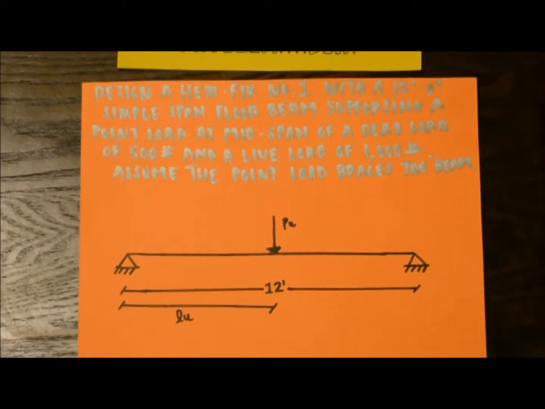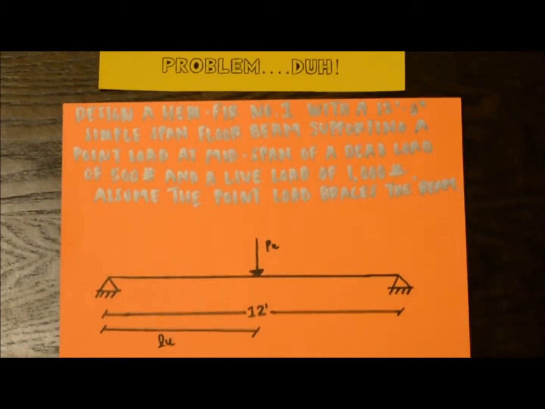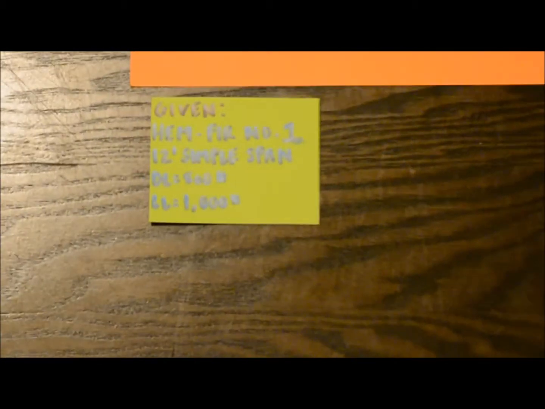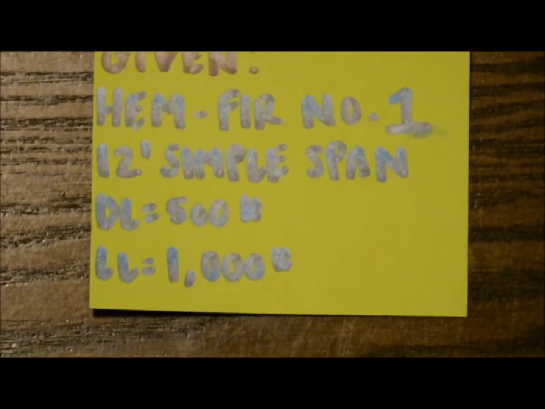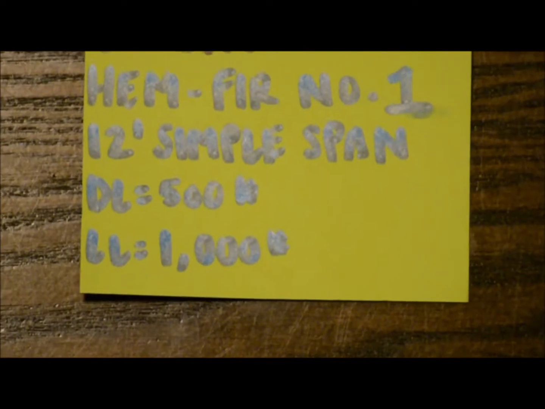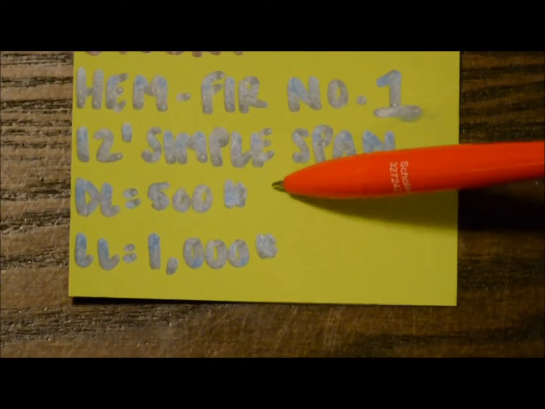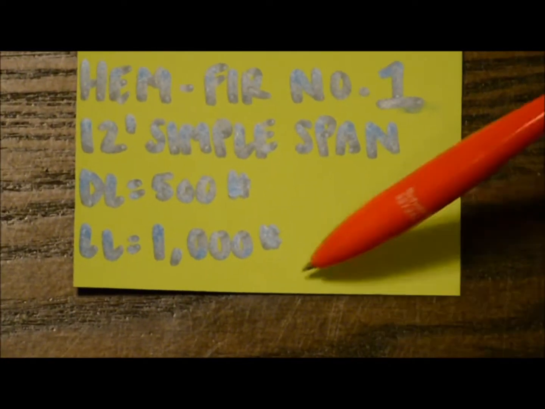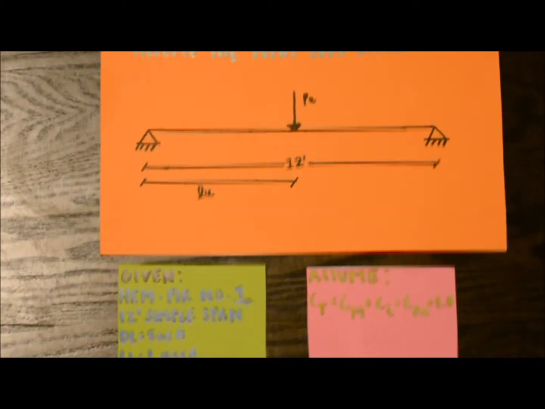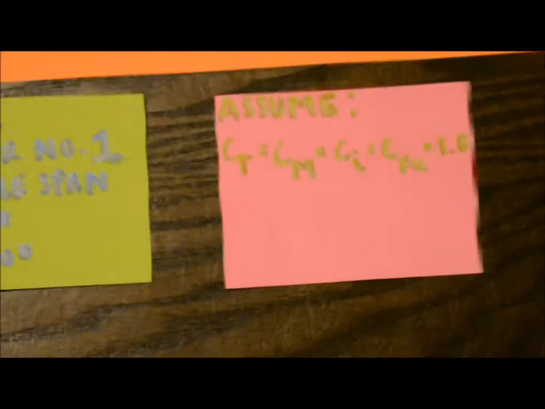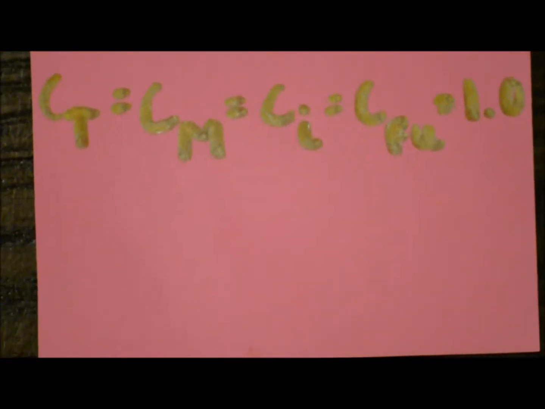So the next part, you're going to write down your givens. These were given in the problem statement. We have a Hem-Fir number 1 species of wood, a 12-foot simple span, and our dead load of 500, and a live load of 1,000 pounds. Now we're going to have to assume that the design factors, CT, which is your temperature, CM, moisture, CI, your incision factor, and CFU, your flat use factor, are all equal to 1.